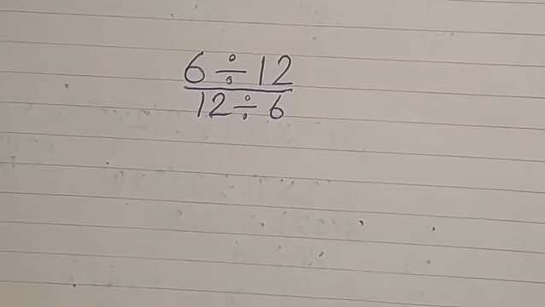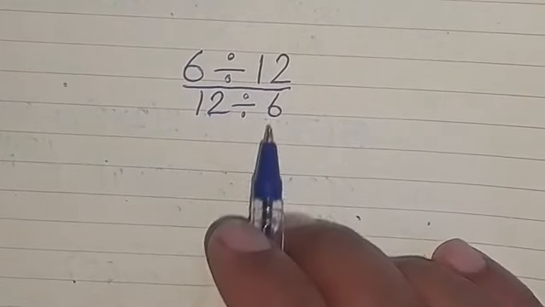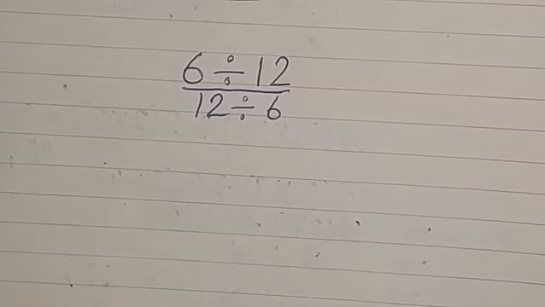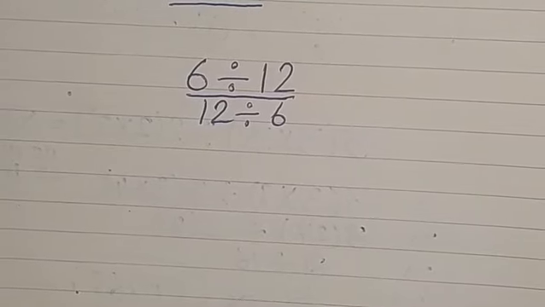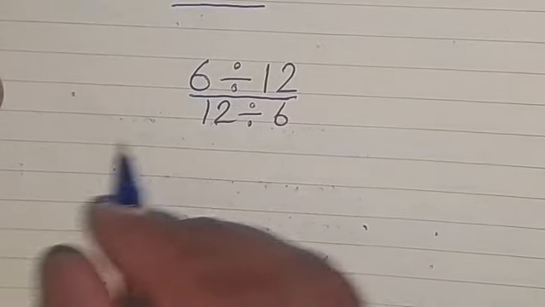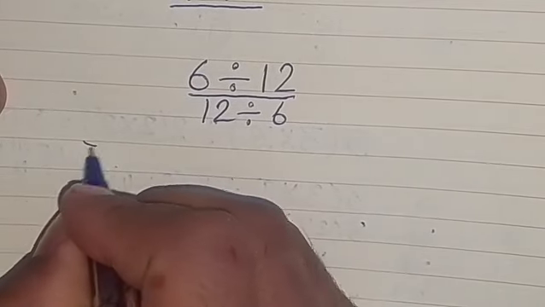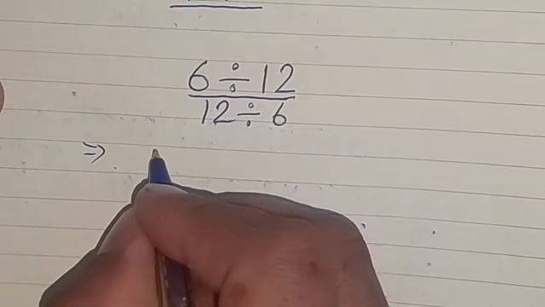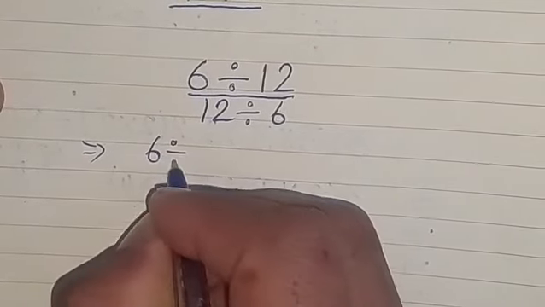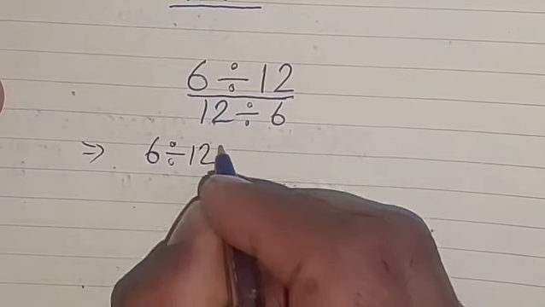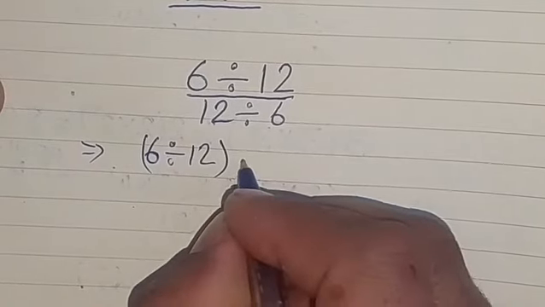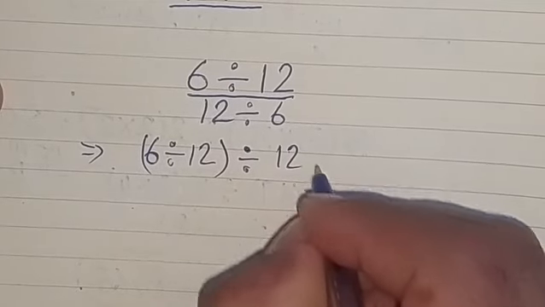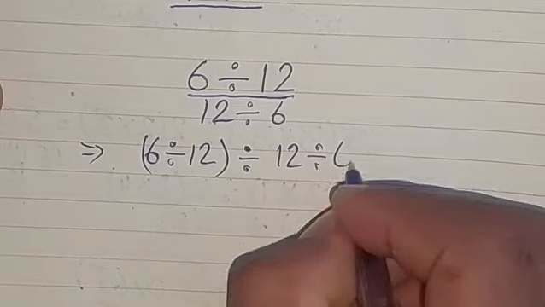Today we find the value of this fraction: 6 divided by 12 over 12 divided by 6. Now we solve it. First of all we write the fraction. So, 6 divided by 12, and divided by 12 divided by 6.